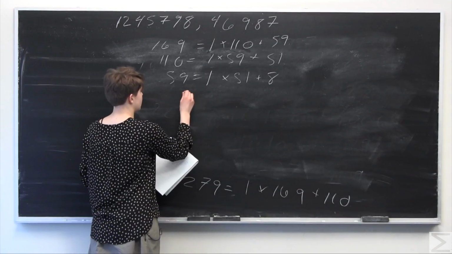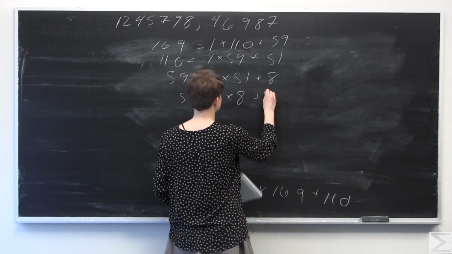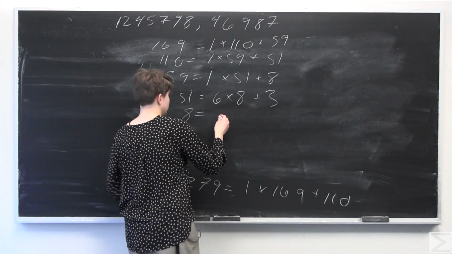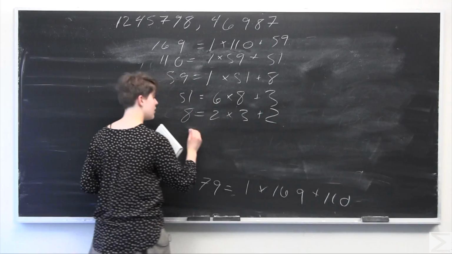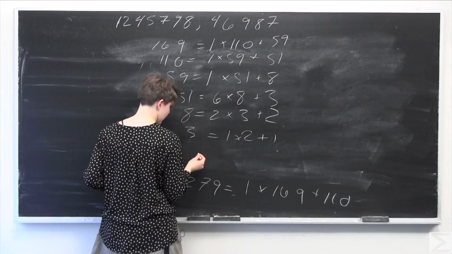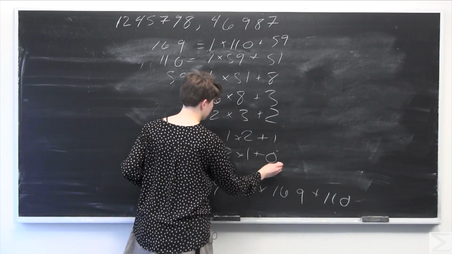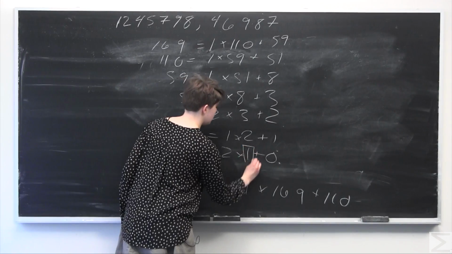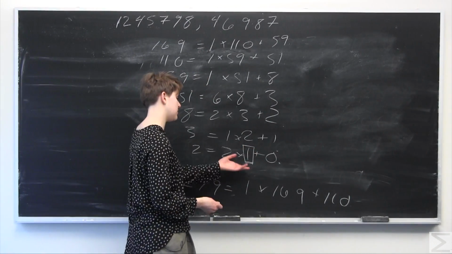Now I have 51 equal to 6 times 8 plus 3. Finally, last steps here: 8 is equal to 2 times 3 plus 2. 3 is equal to 1 times 2 plus 1. And in the last step, 2 is equal to 2 times 1 plus finally our remainder of 0. Now we know that by the Euclidean algorithm, the number in the final step before our remainder is 0 is going to be our GCD.